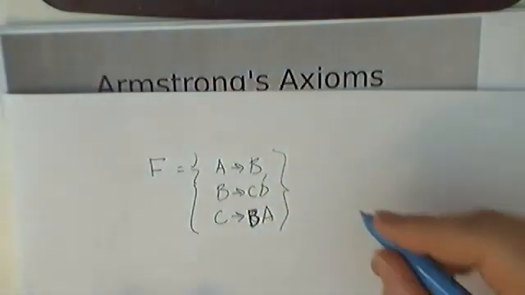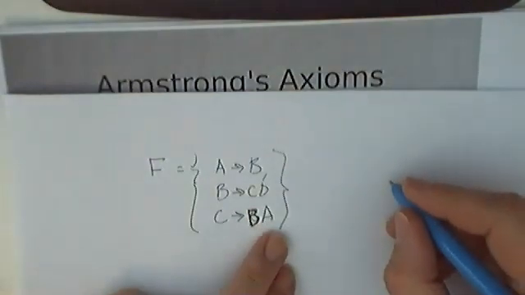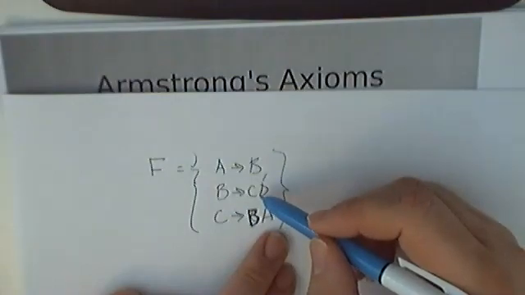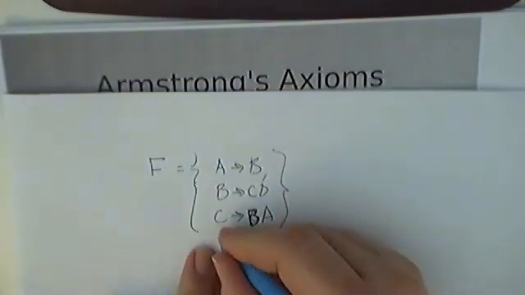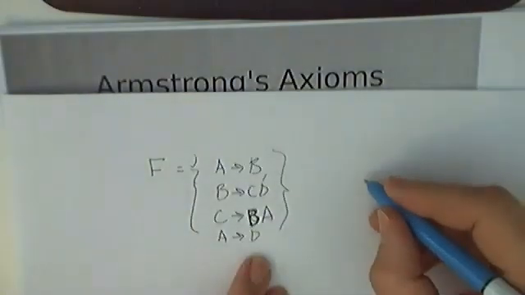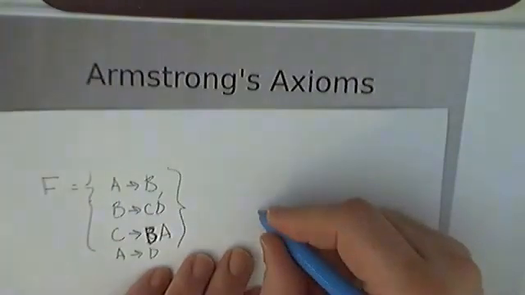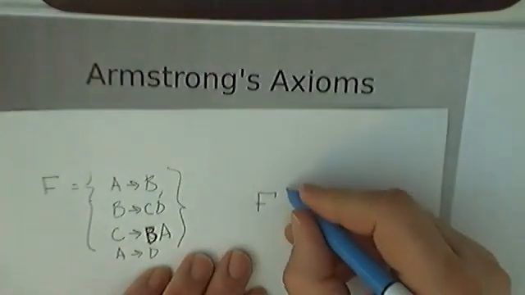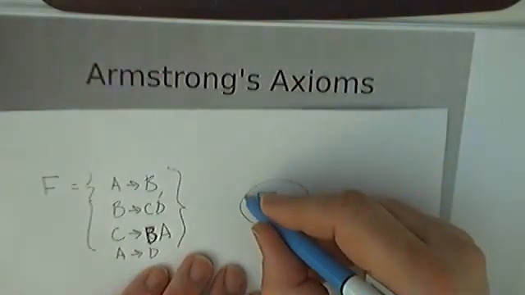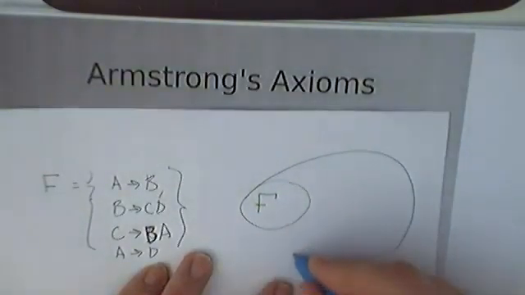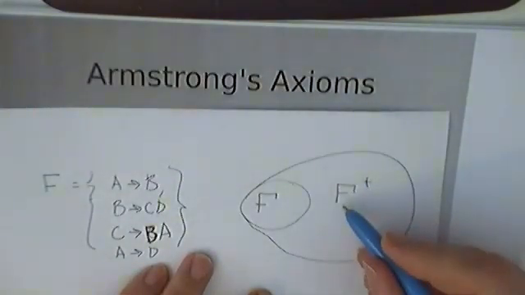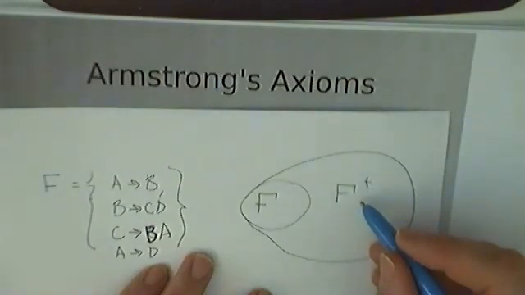Now let me add something else in here. A goes to B, B goes to C, and let me add A goes to D. So this right here is a set of functional dependencies. Let's denote that as F. Now there's a larger set, which is called F plus, or F closure.